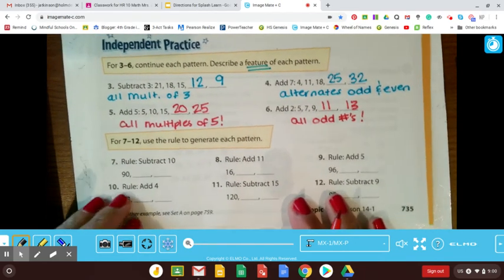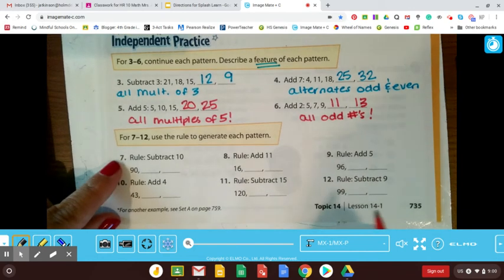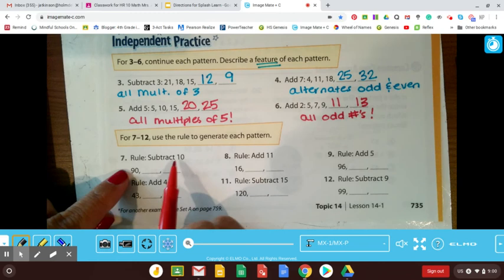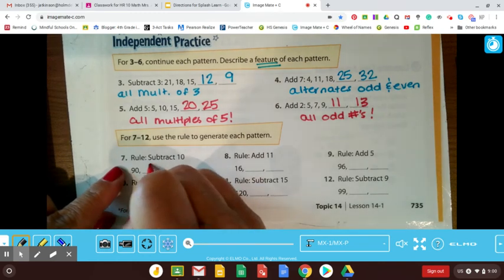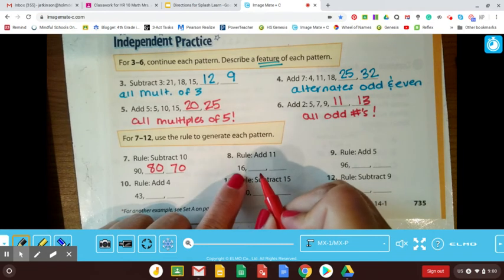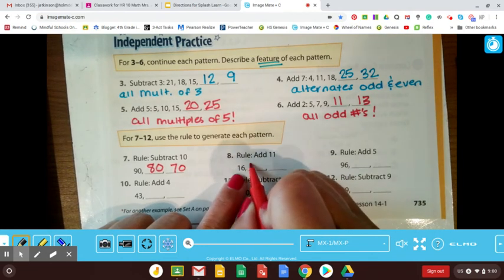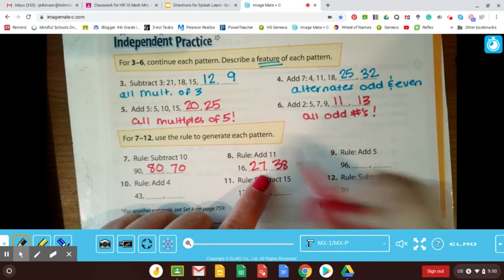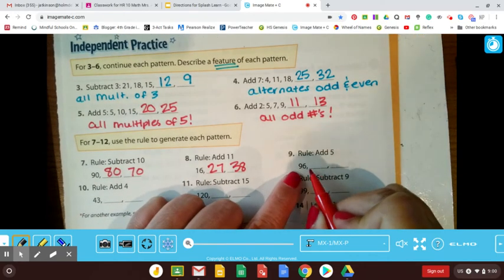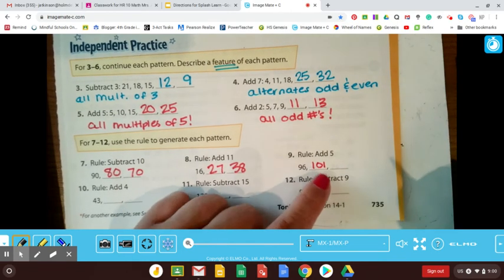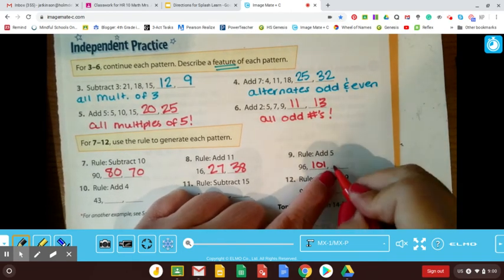All right. For the below, we are given a rule and we need to figure out the rest of the problems. So subtract 10. So it'd be 90, 80, 70. Add 11. We have 16 plus 11 would be 27. 27 plus 11 is 38. Add 5. 96 plus 5 is 101, I think. And then 101 plus 5 is 106.